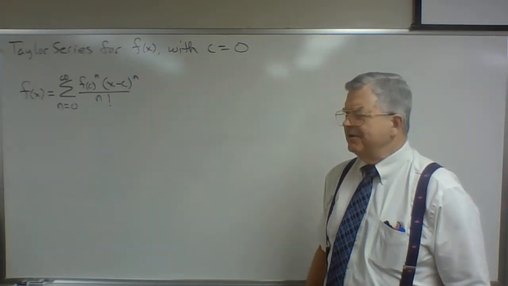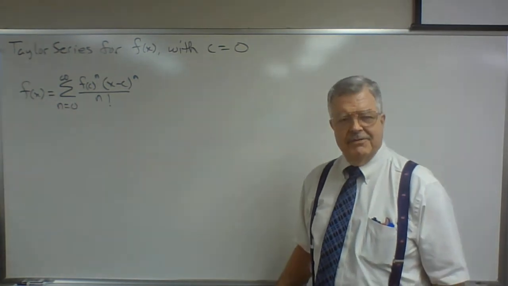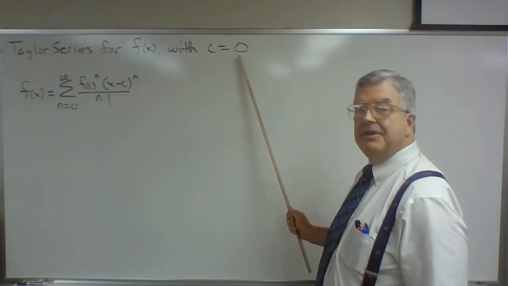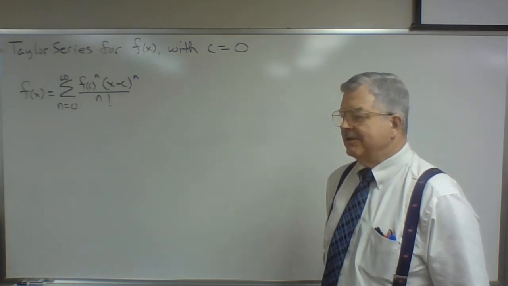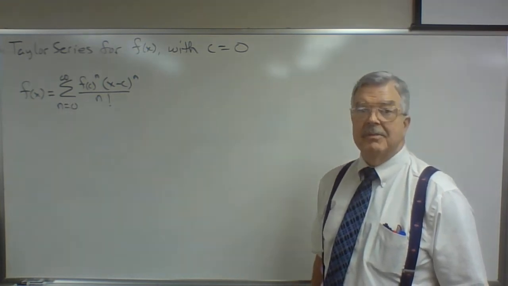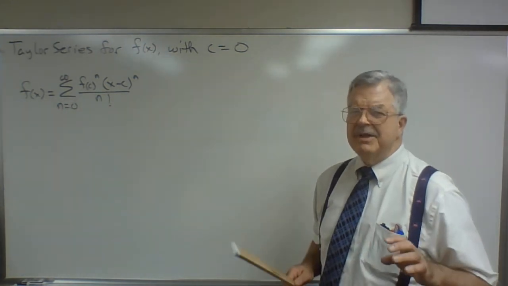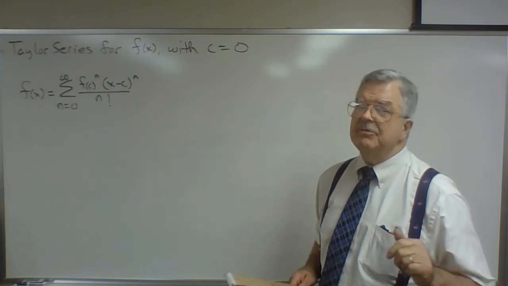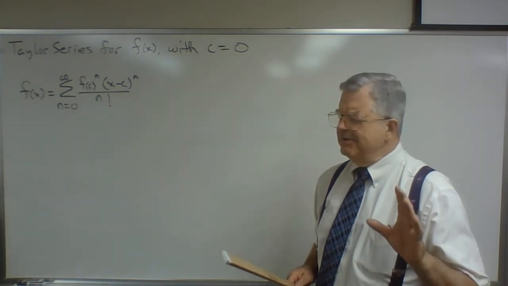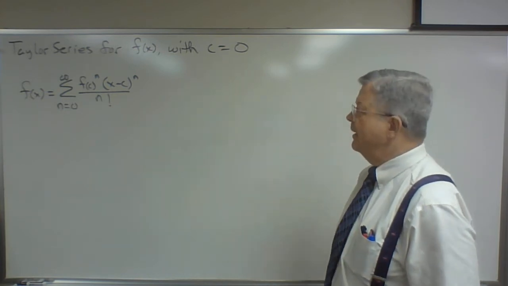Oftentimes when we consider Taylor series and when we create the Taylor series expansion for a function, we use C equals 0 as the center. We get something that's a lot prettier, a lot less complicated, something that's a lot more useful. So unless we have a really good reason for doing otherwise, and sometimes we do, but usually we don't, we choose the center C to be zero.